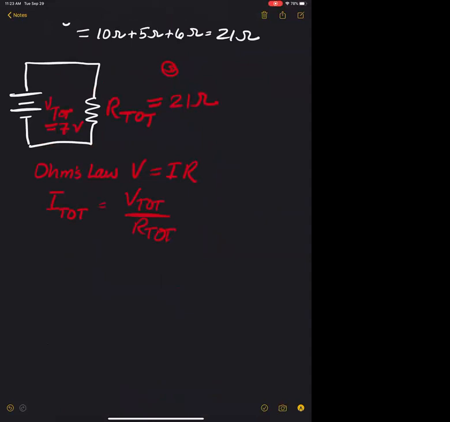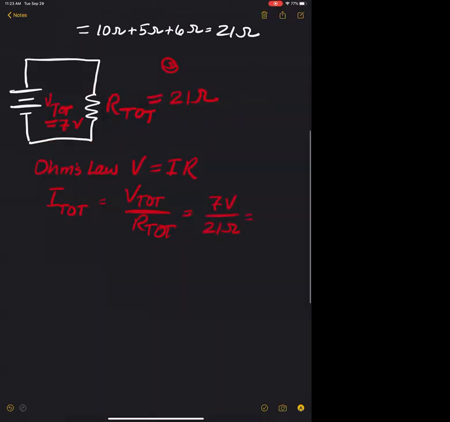Let's rearrange this equation. I've got a V total of 7 and an R total of 21. And so I would have 1 over 3, or 0.333 repeating. The units, volts over ohms, is what we call amps or amperes, so it would be 0.333 amps. That would be my I total.